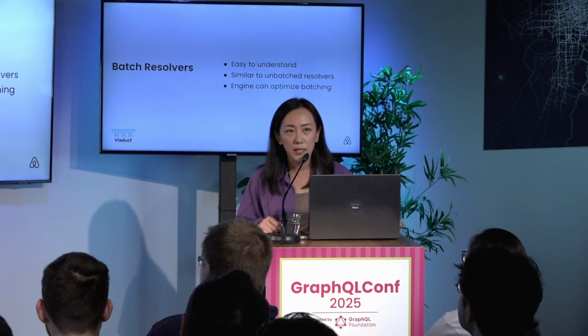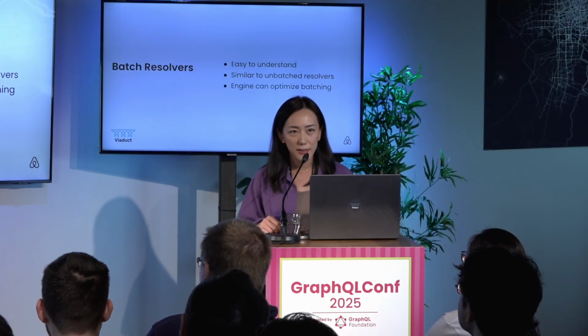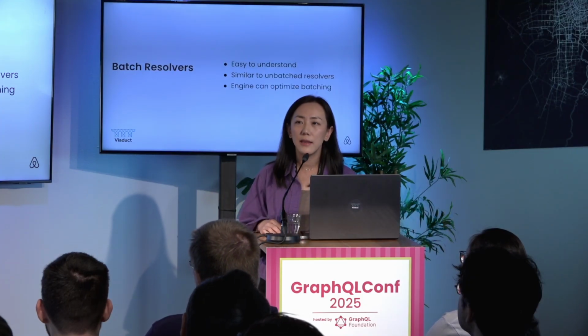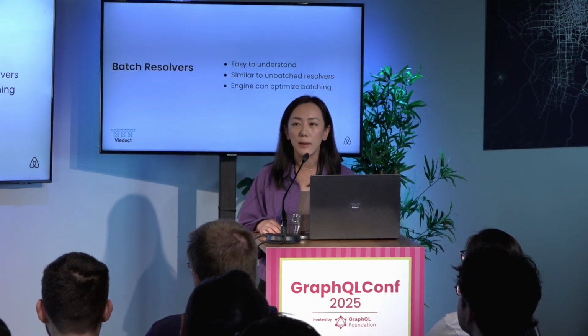So in conclusion, batch resolvers are easy to understand because they're very similar to unbatched resolvers, and it also allows Viaduct's engine to optimize batching.